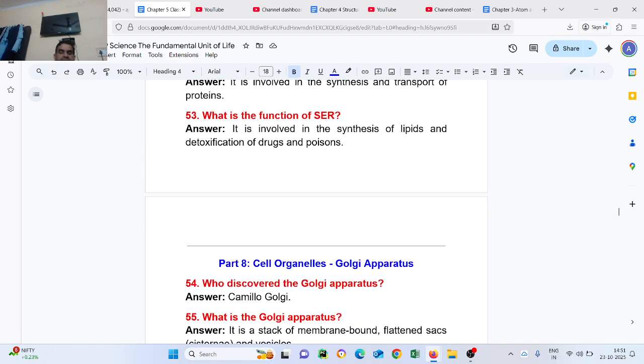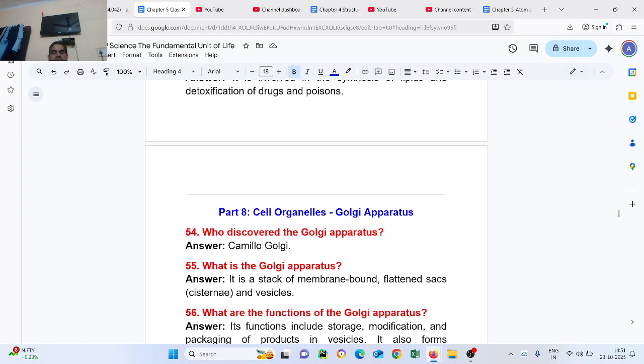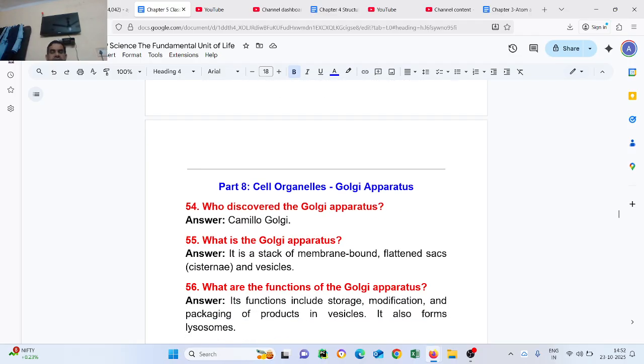Now part 8, cell organelle Golgi apparatus related questions. Question number 54. Who discovered the Golgi apparatus? Camillo Golgi. Question number 55. What is the Golgi apparatus? Answer: it is a stack of membrane bound flattened sacs, cisternae and vesicles.